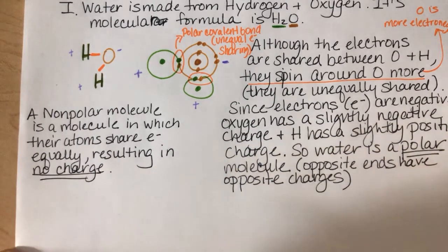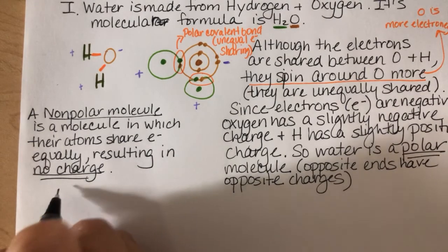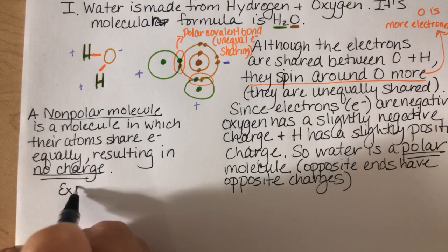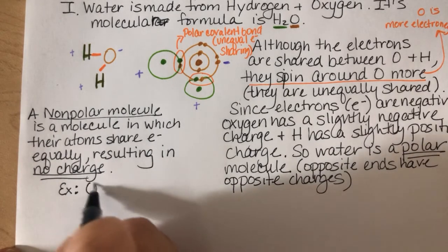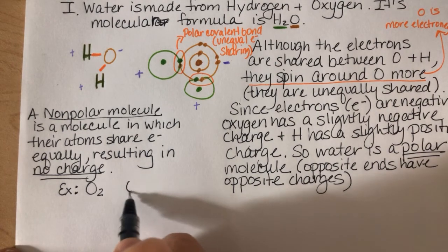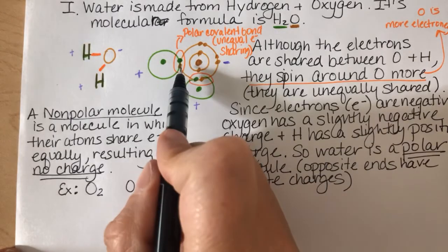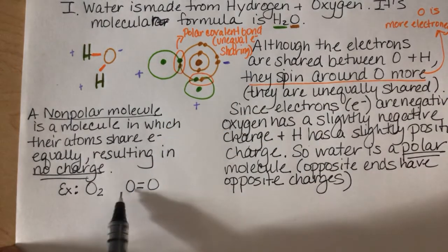No charge is the key for a nonpolar molecule. Let me give you an example. Usually things like oxygen. Oxygen is O2. It's two oxygen atoms double bonded together. Double bonded means instead of one pair of electrons, they're sharing two pairs of electrons.